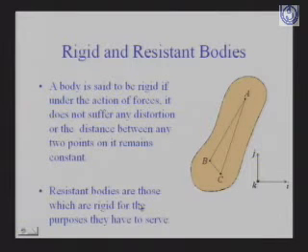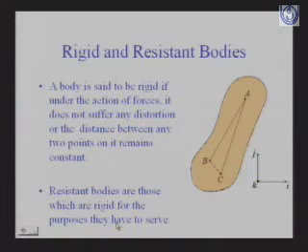Now another important term which comes in the theory of machines, which I am again telling you, is the rigid and the resistant body. In this subject, whenever we talk about the elements or the bodies, they are mostly rigid bodies or resistant bodies. A body is said to be rigid if there is no relative motion between two points, or the distance between the two points remains constant whenever force is applied. Similarly, resistant bodies are those which are rigid for the purpose they have to serve.